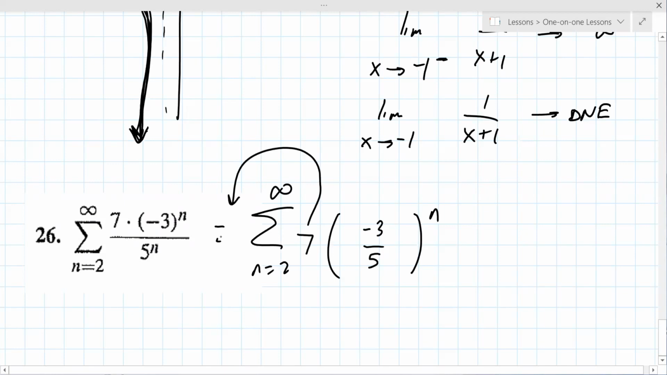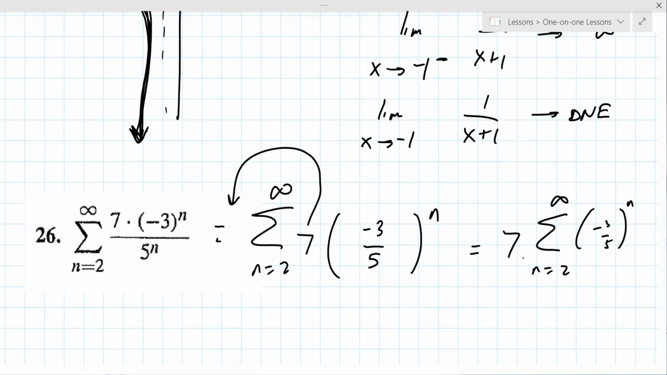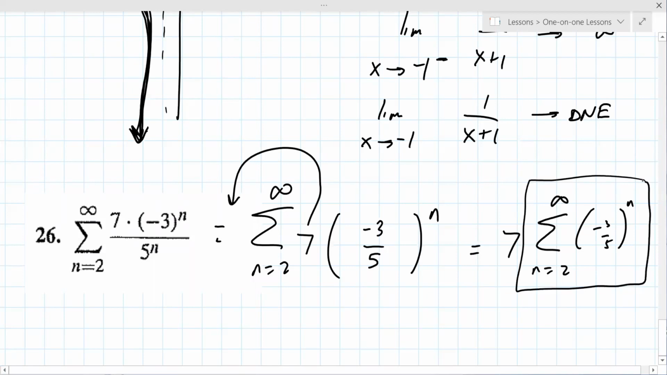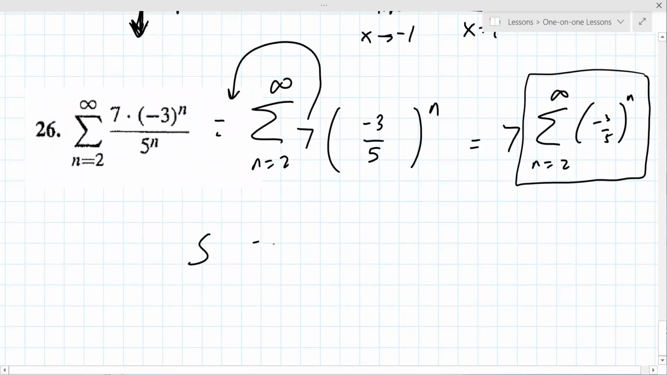In front of the sum. I think this is sometimes used. So it's 7 times the sum from n equals 2 to infinity of (-3/5) to the n. What you do is you find the sum here, and then you multiply it by 7. Whatever the sum is, we're going to find the sum of this. The sum is a1 over 1 minus r. Then we have to figure out r. Well, r is this thing in here.